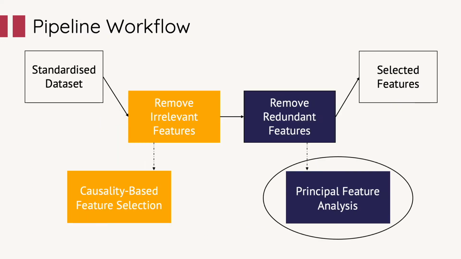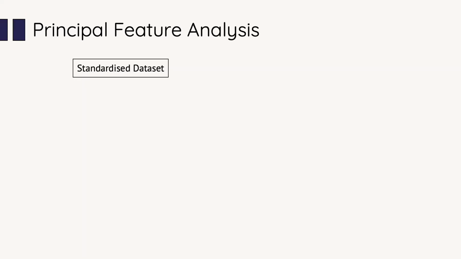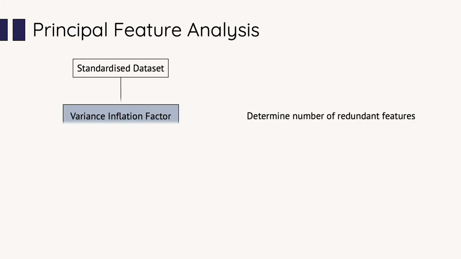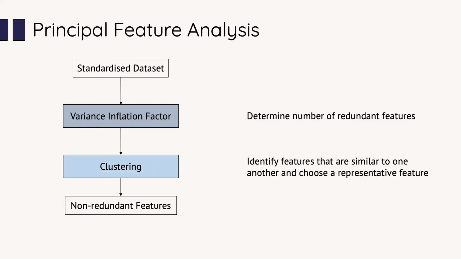Now we move on to examine principal feature analysis to remove redundant variables. To remove the redundant variables, we first need to know the number of redundant variables in the data set. This is done through the variance inflation factor process. This process lets us determine the number of clusters and core features by looking at the multi-collinearity present within a dataset. We then obtain the non-redundant features through clustering.